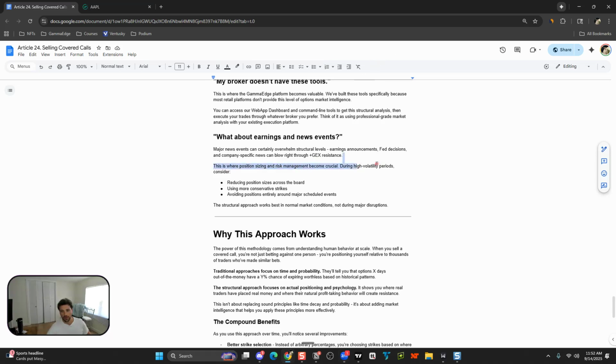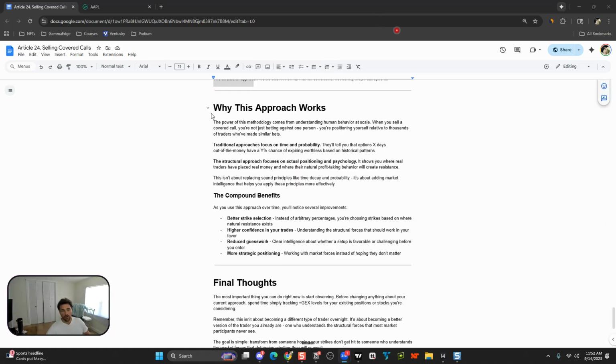During those high volatility periods or periods where there's a lot of uncertainty, reduce position sizing across the board, use more conservative strikes, or avoid positions entirely around these major news events. Right, and just for the avoidance of doubt, this structural approach works better in normal market conditions, not during major disruptions. And so, coming to the end of this article, I know we're running up on 20 minutes here.